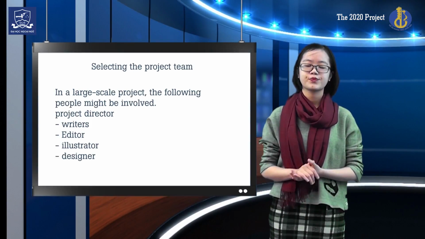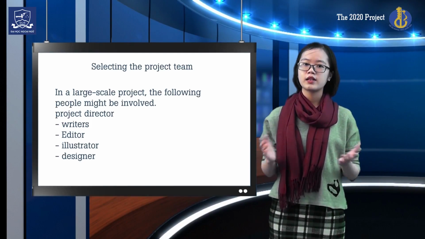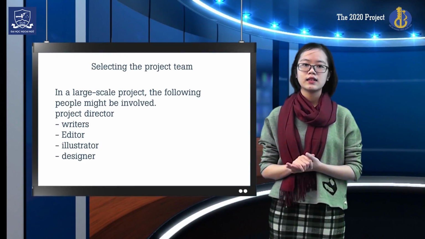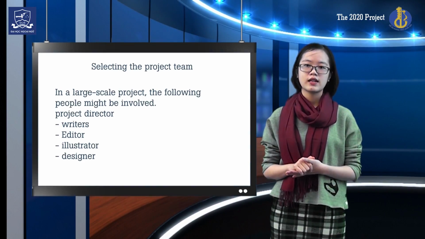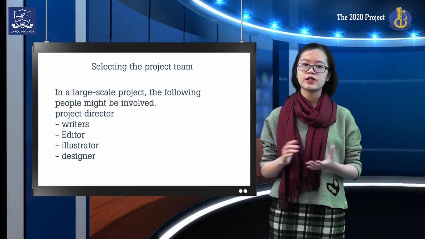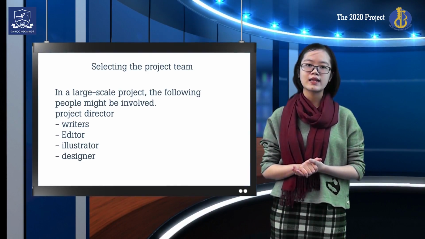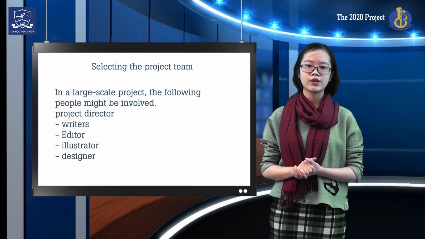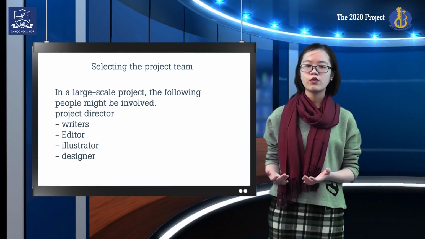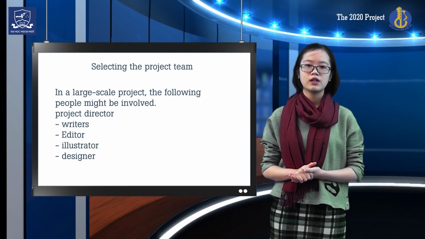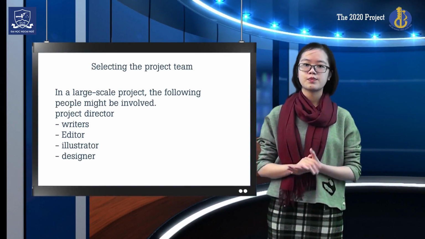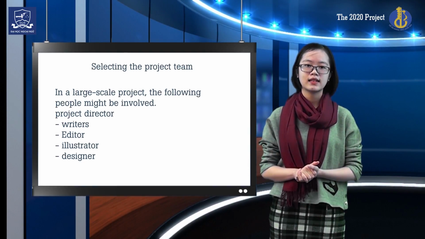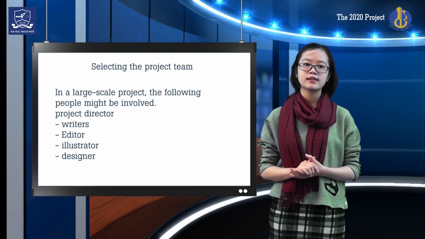Selecting the project team. How many people will take part in the project and what will their roles and responsibilities be? In a small in-house project, there may be 2 or 3 writers sharing responsibilities for all aspects of a project. In a large-scale project, however, the following people might be involved: project director, responsible for overall management of the project, for setting goals and ensuring the targets are met, and for liaising with all the parties involved.